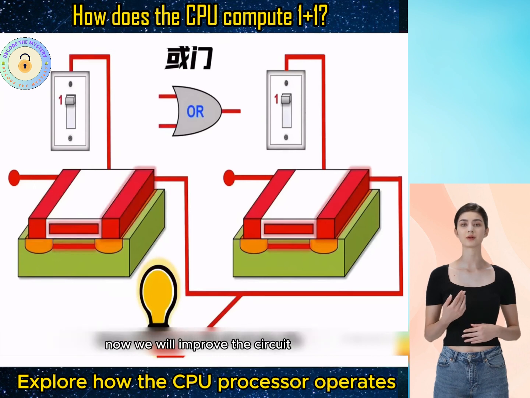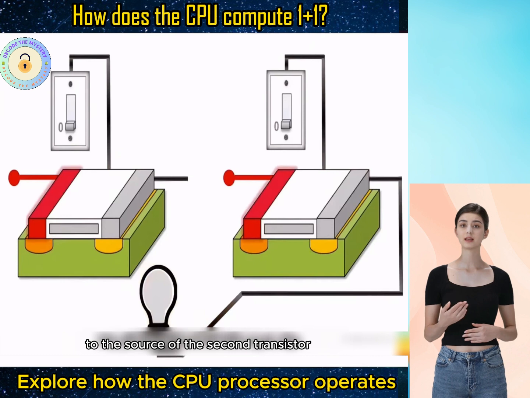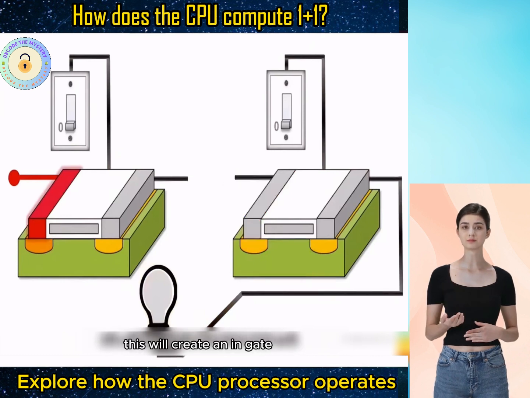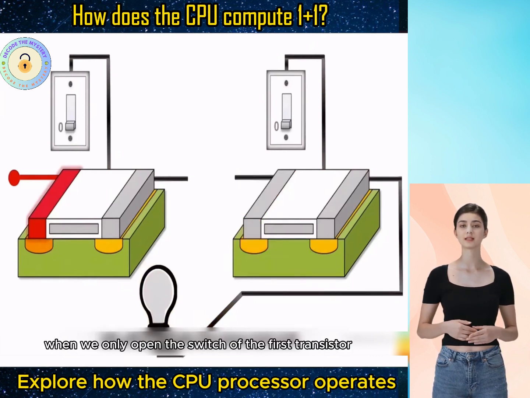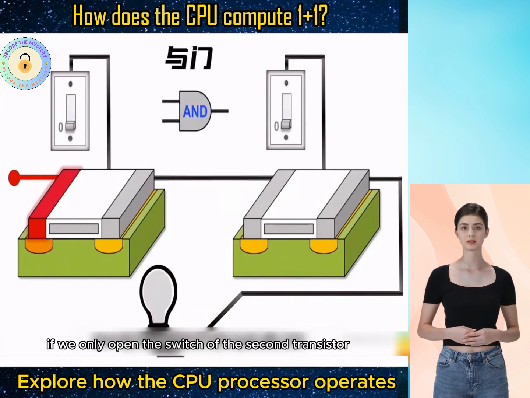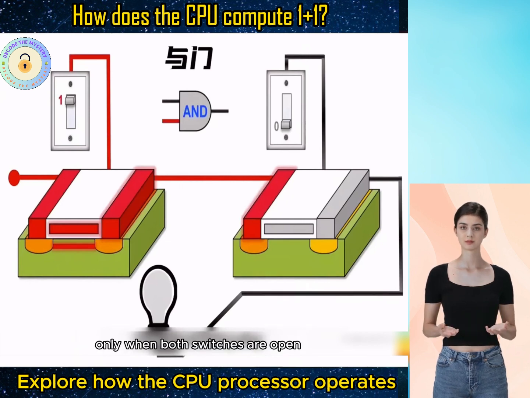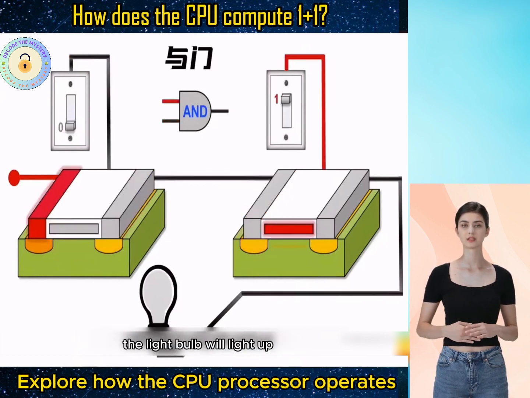Now we will improve the circuit by connecting the drain of the first transistor to the source of the second transistor. This will create an AND gate. When we only turn on the switch of the first transistor, the light bulb will not light up. If we only turn on the switch of the second transistor, the light bulb will not light up either. Only when both switches are on, the light bulb will light up.